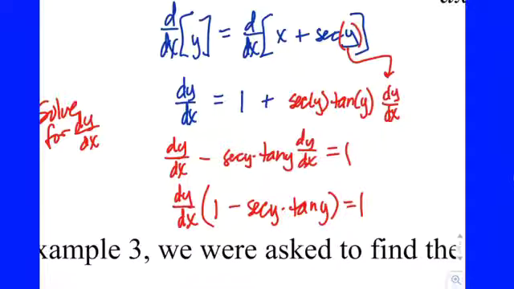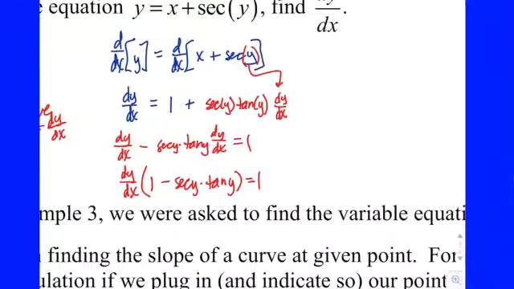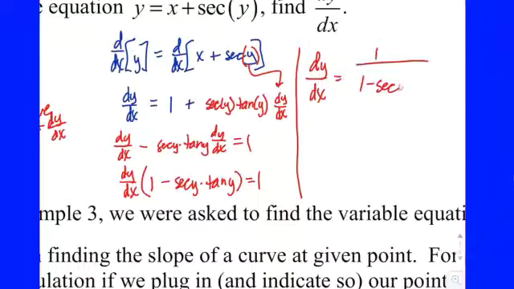So that's pretty typical. We're going to expand everything out, collect our dy/dx terms, then factor the dy/dx term out. And then all we have left to do to solve for dy/dx is what? Multiply through by that blob. So we get dy/dx equals 1 over 1 minus secant of y, tangent of y.